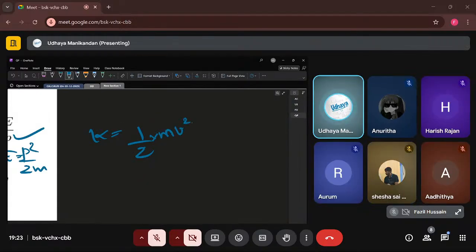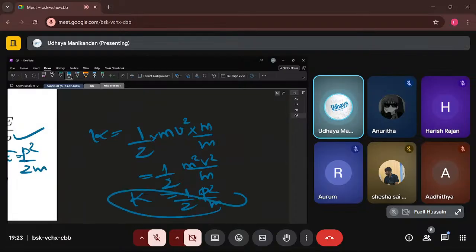After that, mv square. In order to make momentum here, what am I doing? I am multiplying and dividing it by m. So half into m square v square by m. What is mv? mv is P. So P square by m. So this is going to be K. So P square is what? 2mK. So that's the whole idea here, right?